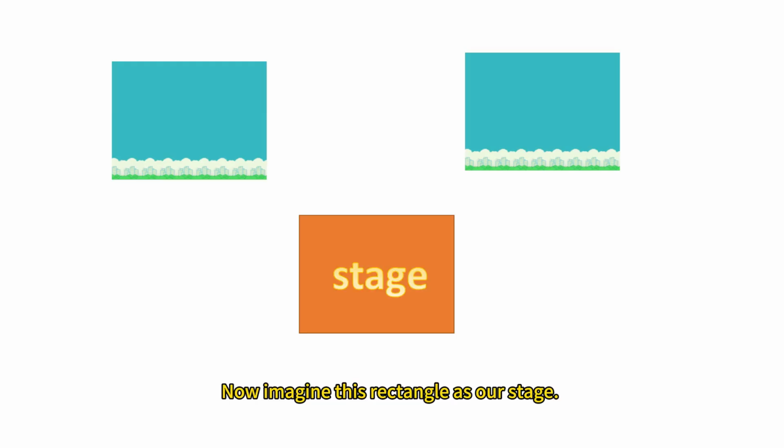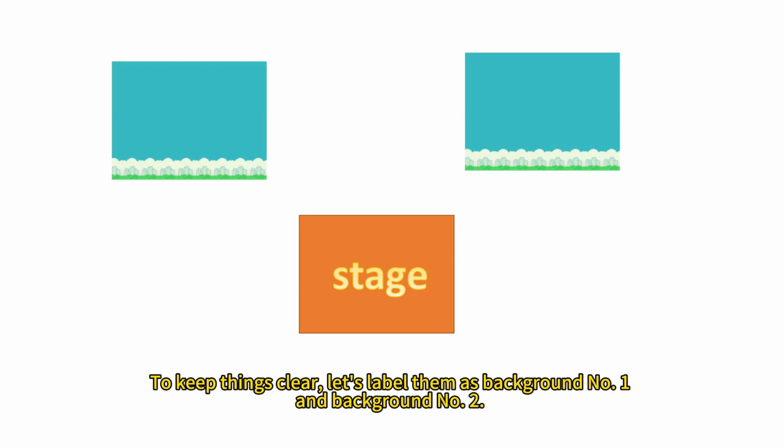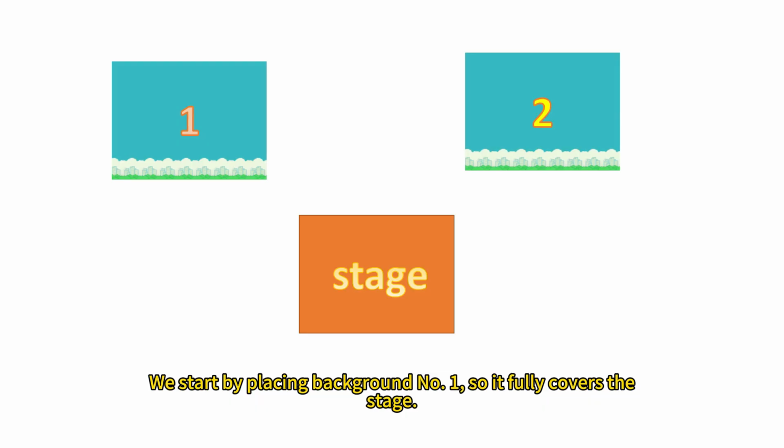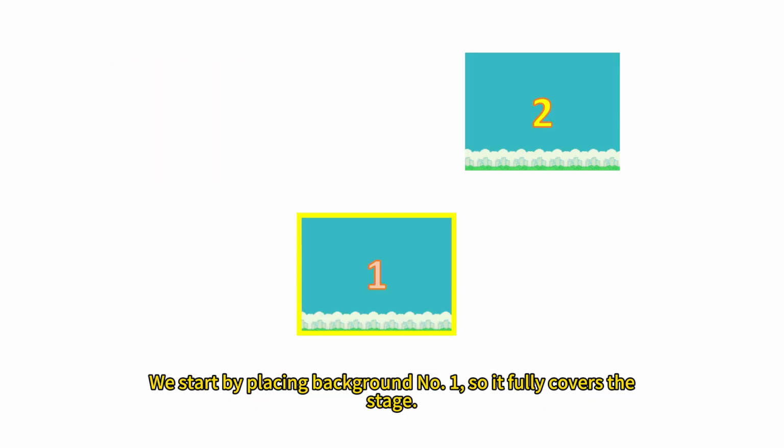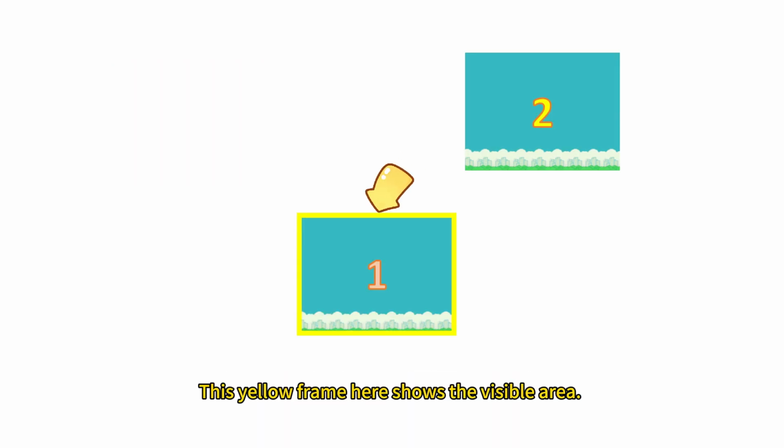First, prepare two identical background images. Now, imagine this rectangle as our stage. To keep things clear, let's label them as background number 1 and background number 2. We start by placing background number 1 so it fully covers the stage. This yellow frame here shows the visible area.